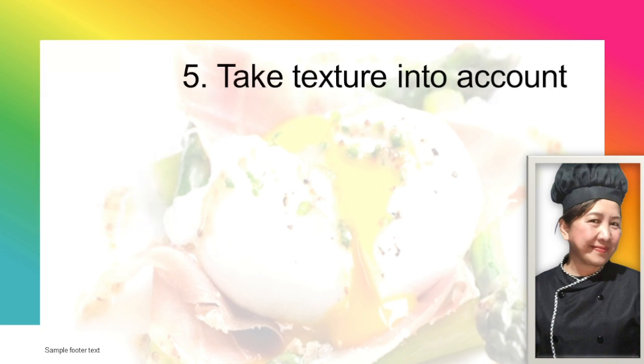Number 5. Take texture into account. Texture and color go hand in hand when it comes to how appetizing food looks on the plate. If your food looks too oily, too dry, mushy, doughy, or otherwise difficult to chew and swallow, it won't matter how perfectly colorful it looks. Take pains to cook food so that it comes out to the right texture.